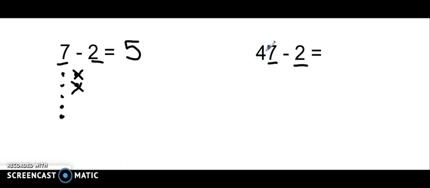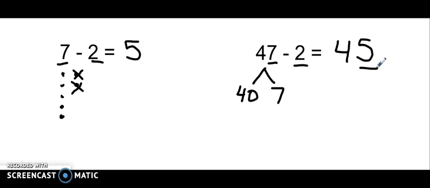Another way to see this is to break our number 47 into tens and ones. So 47 has 4 tens, which equals 40, and 7 ones, which equals 7. So we have our 40 plus the 7 minus 2, which is 5, which would give us our answer of 45. The only digit that changed was the ones digit, because that's what we were subtracting.